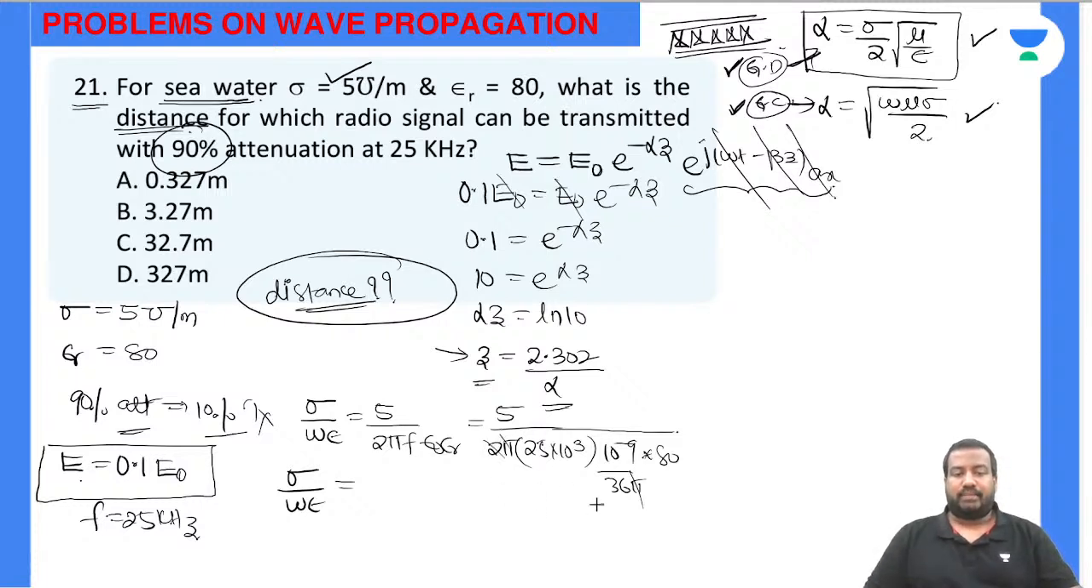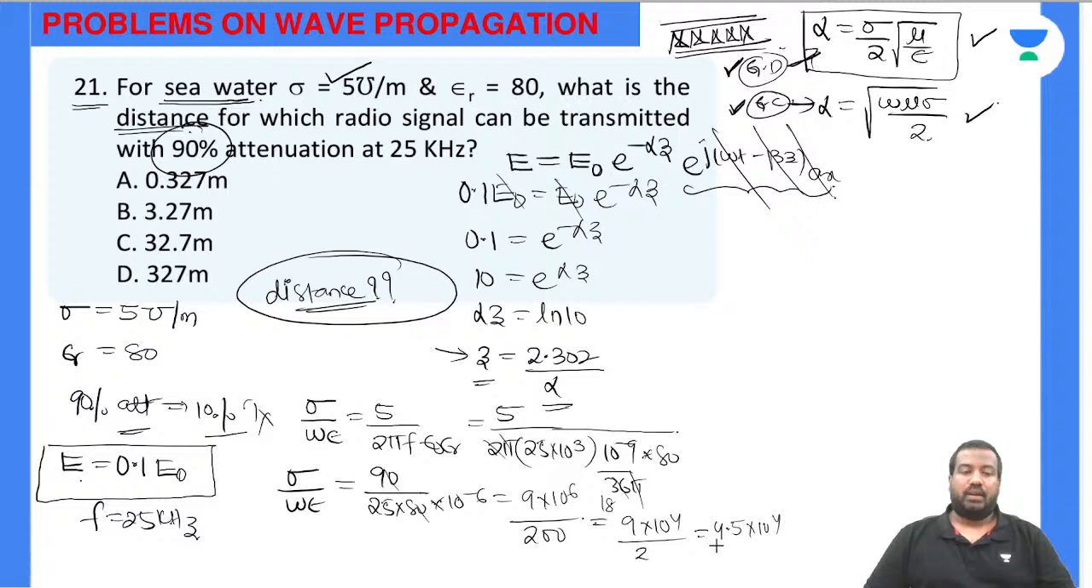Pi gets cancelled. 18 times 5 is 90 by 25 into 80 into 10 power minus 6. This is moving up, 9 into 10 power 6 by 200. 9 into 10 power 4 by 2, 4.5 into 10 power 4, that is 45,000.